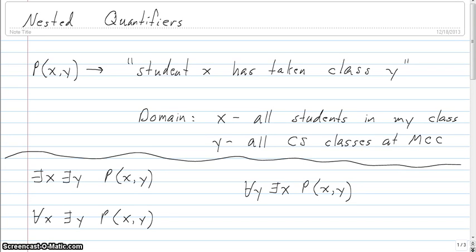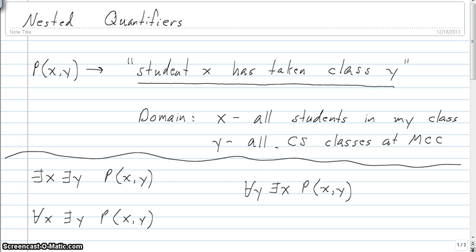Alright, so in this video we're going to look at some nested quantifiers, see if we can really blow our minds with this topic. And so let's start with the example that's on the screen. I've got the statement P of xy, which represents the statement student X has taken class Y. And we have to have our domain. So the domain on X is all students in my class, and the domain on Y is all computer science classes at MCC.